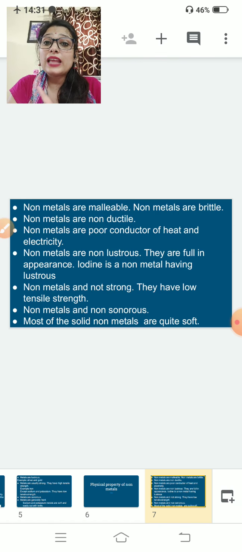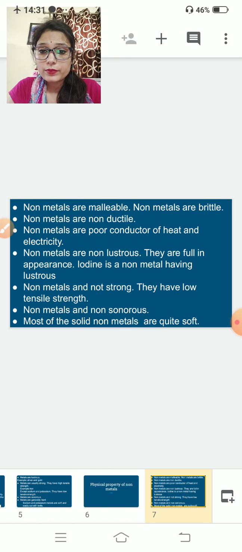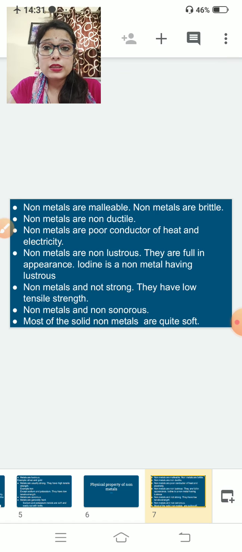But only diamond is a good conductor of heat and electricity. Diamond is an allotrope of carbon. It is one of the forms of carbon through which electricity can pass. Clear? It is an exception. Non-metals are non-lustrous. That means they are very dull in appearance.